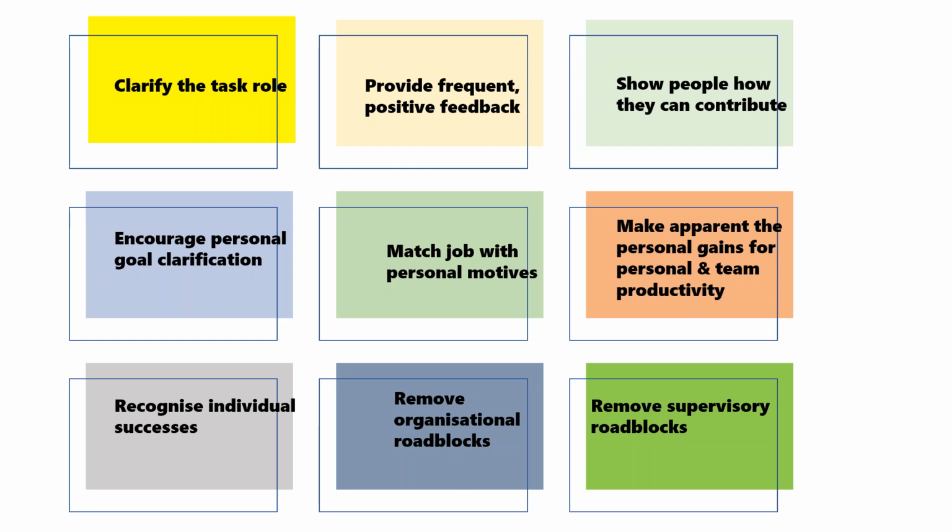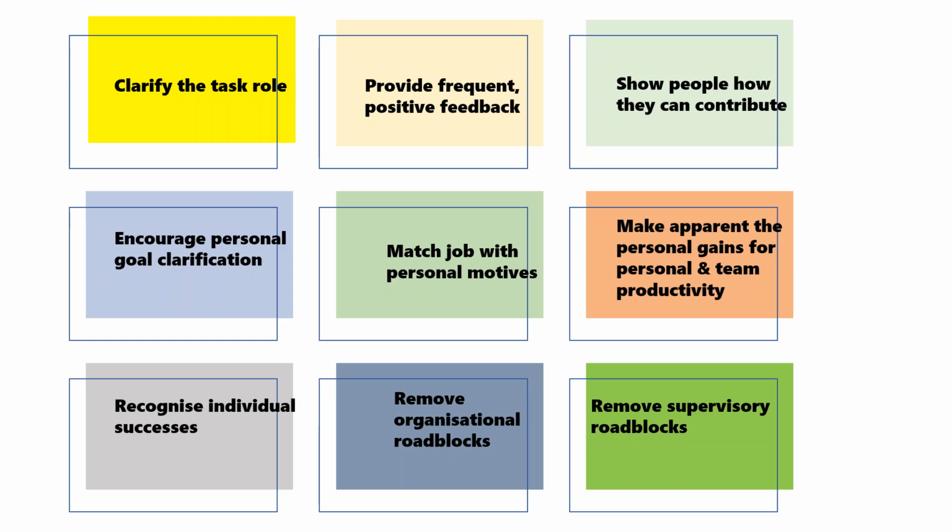You need to give people feedback, and guess what? We spent a whole session on that. So feedback, again, is critically important. You need to show people how they can make a contribution, and this is the purpose that Daniel Pink talks about in the previous slide. So give people a sense of purpose. Encourage people to set their own goals, which again is around autonomy. Try wherever possible to give people interesting work by matching their job with their personal motives. You can't always do it, but it's good when you can. Make apparent the personal gains that people make. And again, this is feedback.